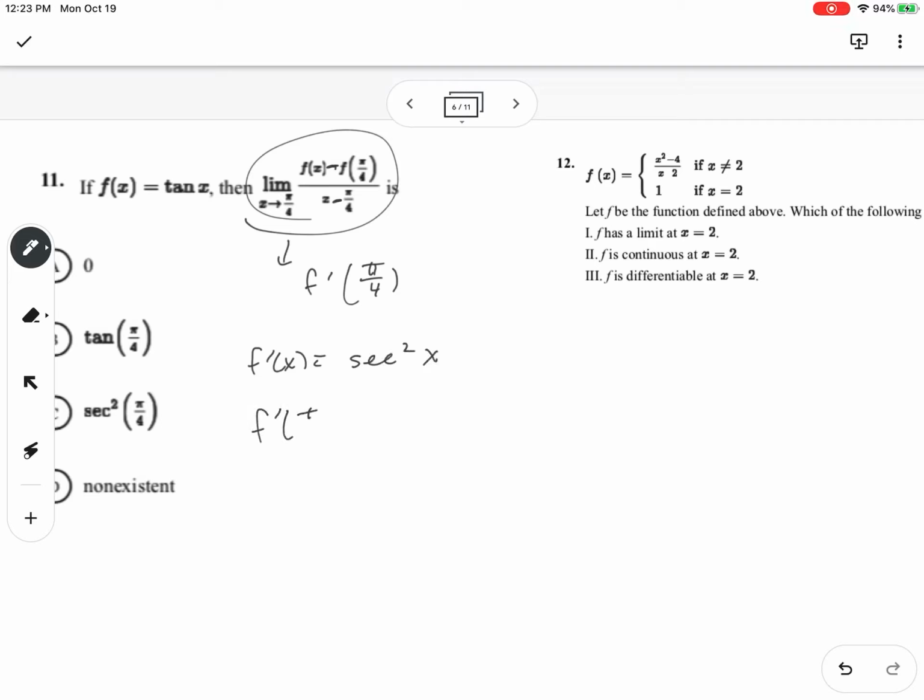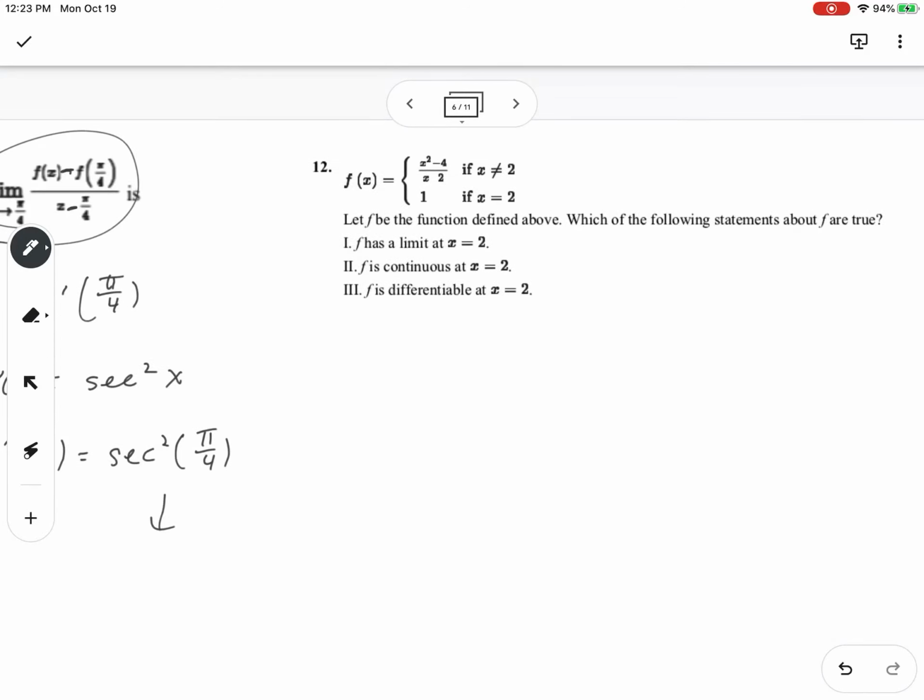So first I can find f prime of x, tangent is secant squared, and then I want to find f prime of pi over 4, which is secant squared of pi over 4. Before I even try to figure it out on my unit circle, I look at my answer choices, and there it is, right? So there's no point in working that out.